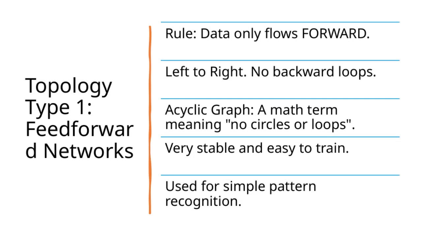Let's take a closer look at topology type 1, feed-forward networks. These are perhaps the simplest and most fundamental type of neural networks. In essence, information flows in only one direction, forward, from the input layer, through any hidden layers, and finally to the output layer. There's no looping or cycling back, which makes these networks straightforward to understand and implement.